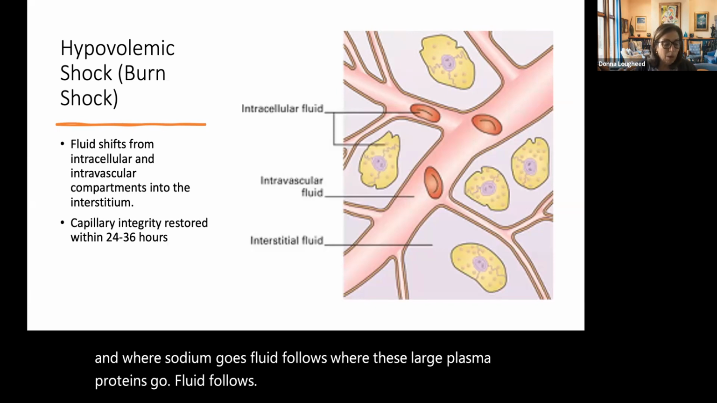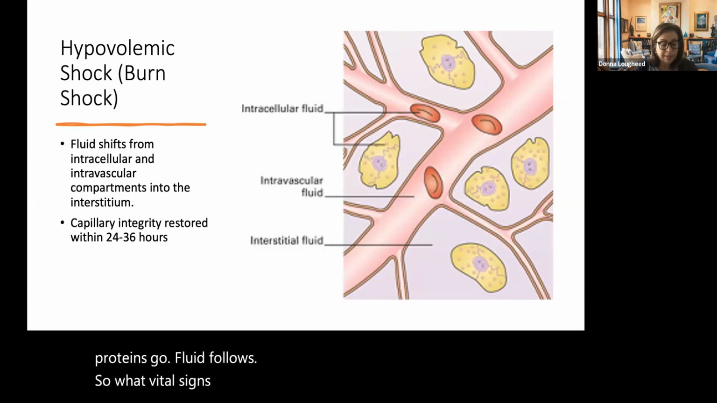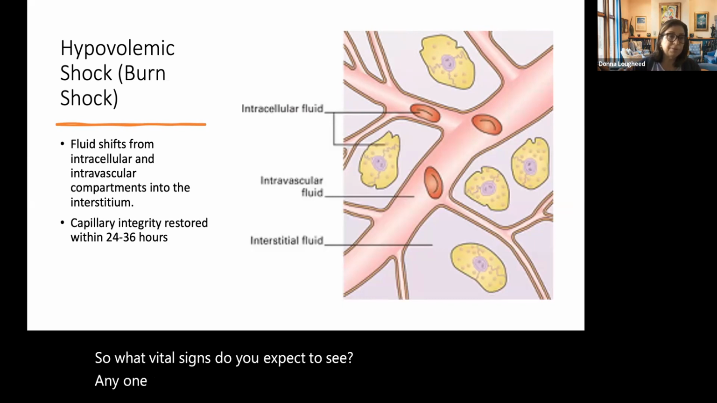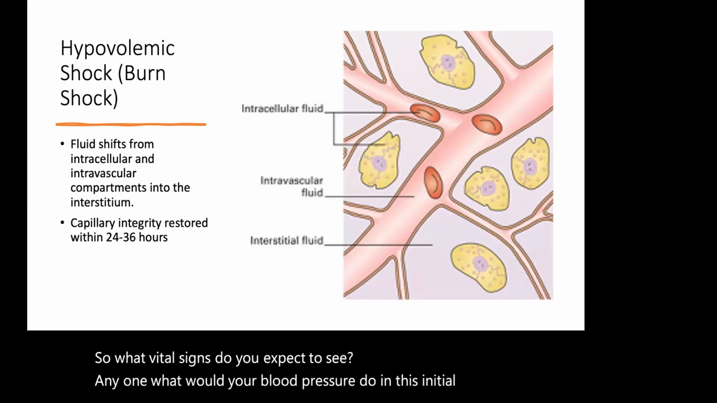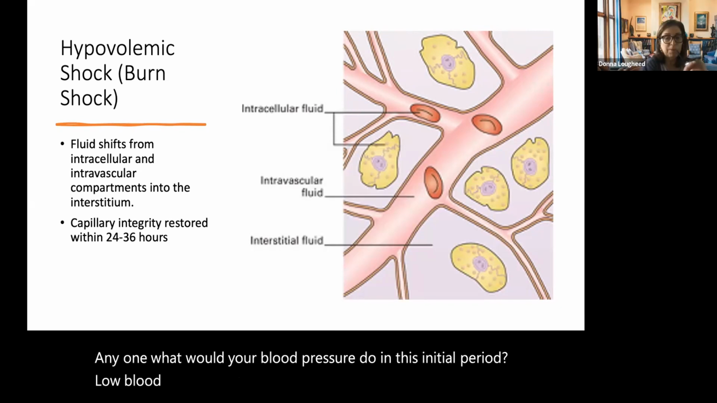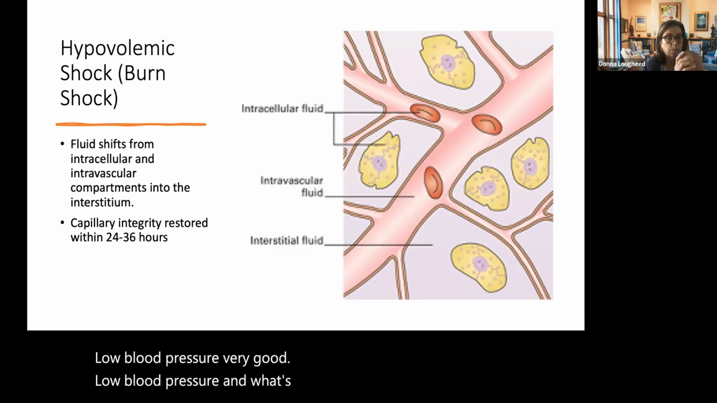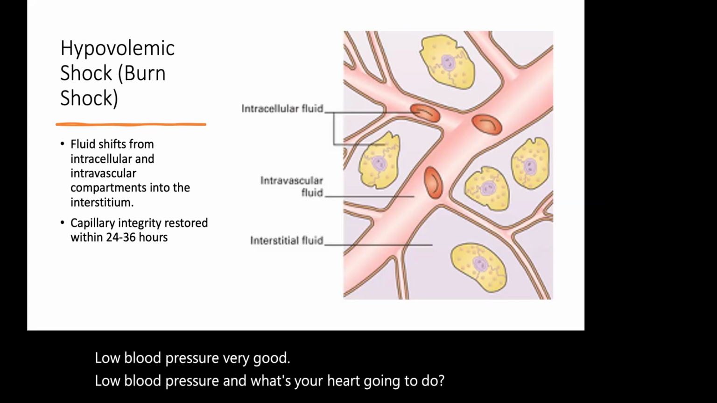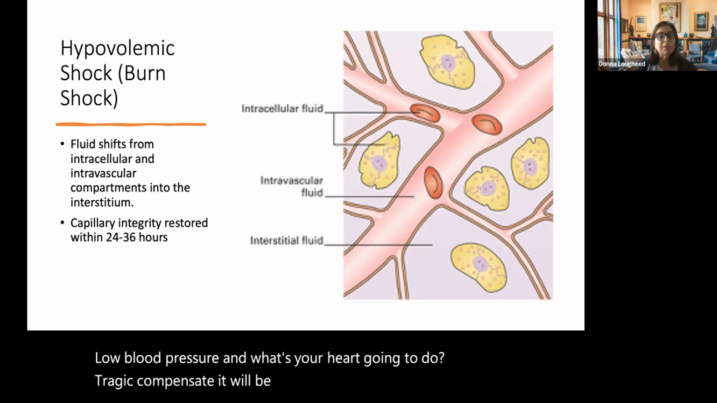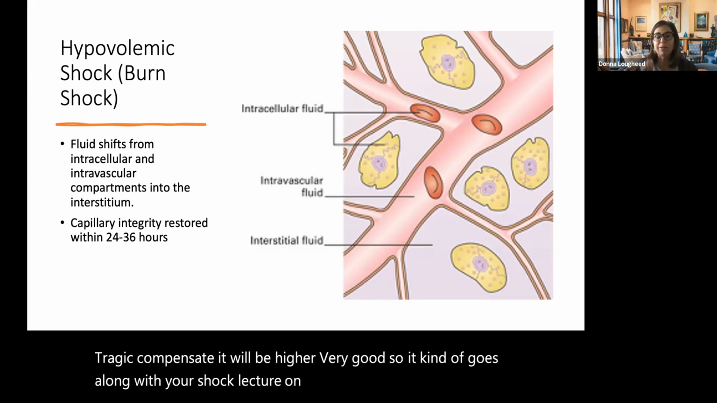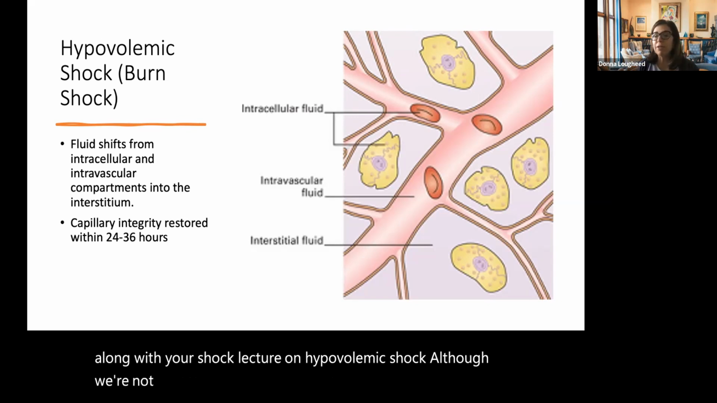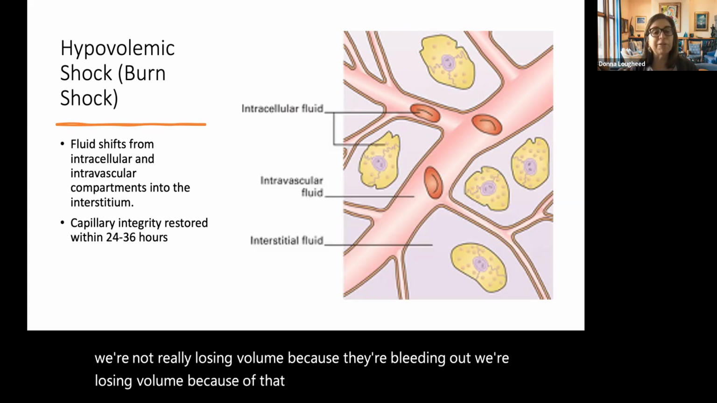So what vital signs do you expect to see? Anyone? What would your blood pressure do in this initial period? Low blood pressure. Very good. And what's your heart rate going to do? Trying to compensate, it will be higher. Very good. So it goes along with your shock lecture on hypovolemic shock, although we're not really losing volume because they're bleeding out; we're losing volume because of that loss of capillary integrity.